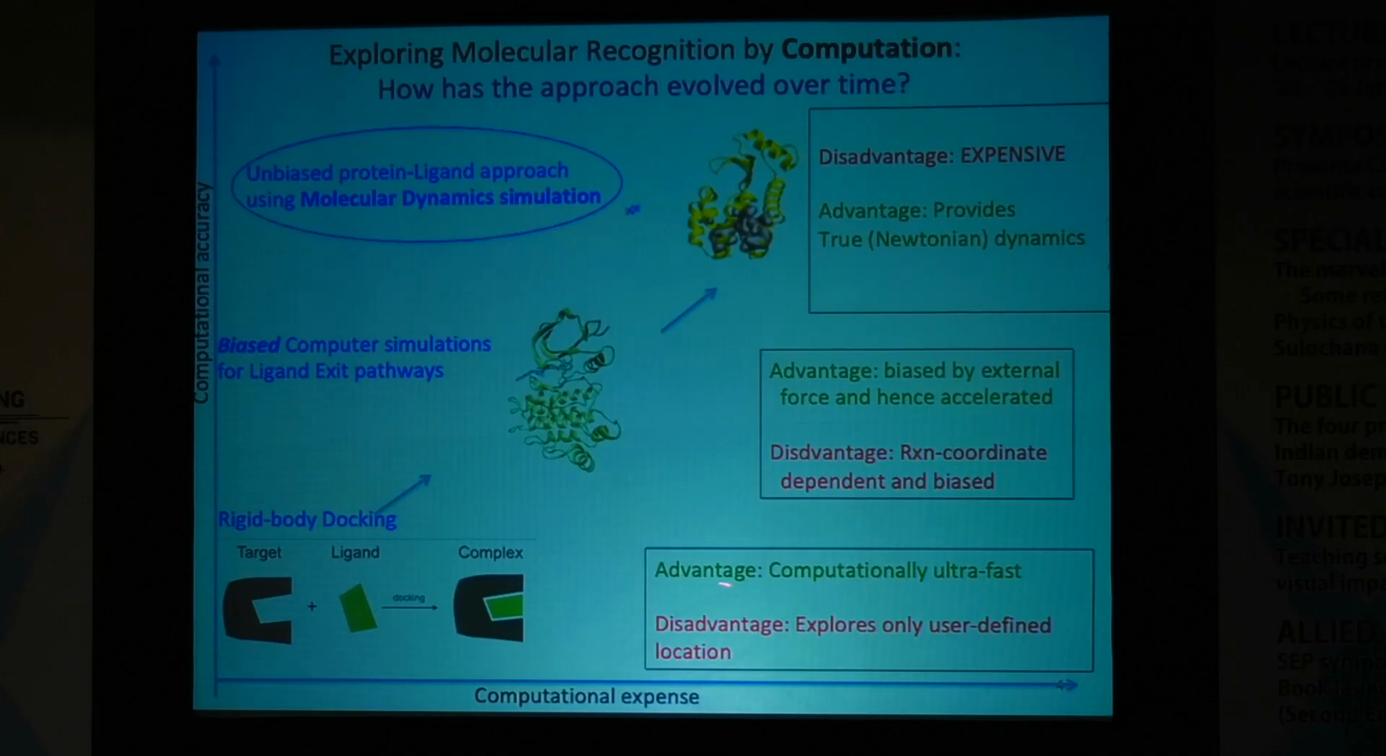And that is basically like you have a lock and you are trying to find a key, and you try to then form a complex. So the advantage is that it's computationally ultra fast. One can do it without much trouble. But the problem is that you are pretty much biased here, because you are locating all your energy in a particular location, which you are assuming is the location where your ligand is supposed to bind.